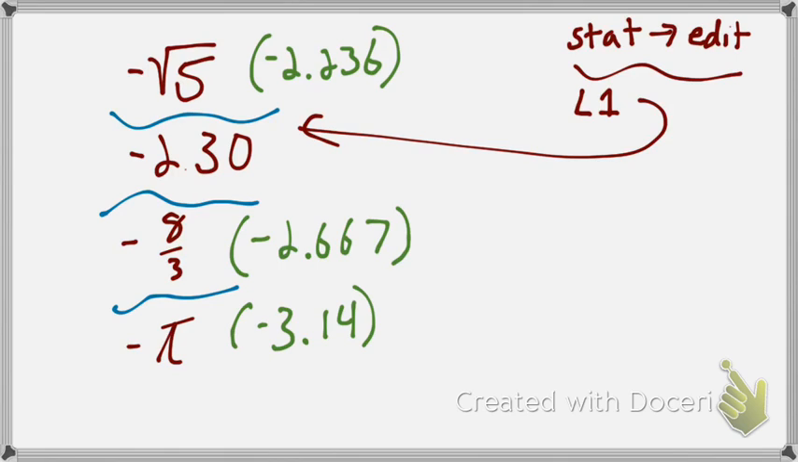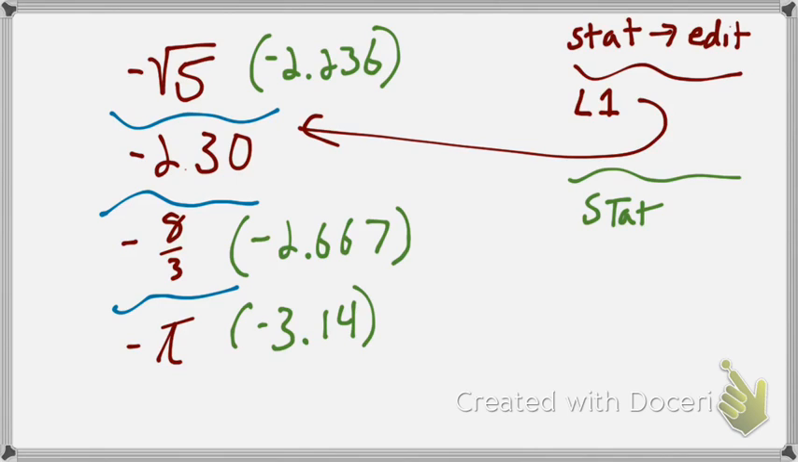All right, so under L1, we should have 4 different numbers now. Okay, and I can tell you right now, y'all aren't very good at putting those numbers in order, especially when they're negatives. Y'all consistently forget that the larger negative number is the smallest value. Calculators remember that for us. So what we want to do is we want to go back to stat.